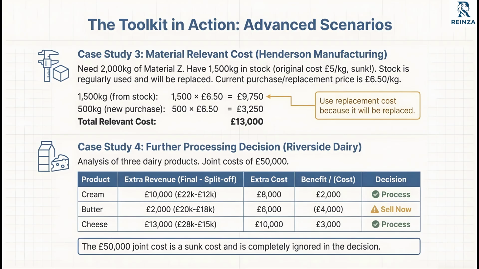For cheese, extra revenue is £13,000, which is £28,000 minus £15,000. Extra cost is £10,000. Benefit is £3,000. Decision, process further. The £50,000 joint cost is completely ignored in this decision. It is sunk.